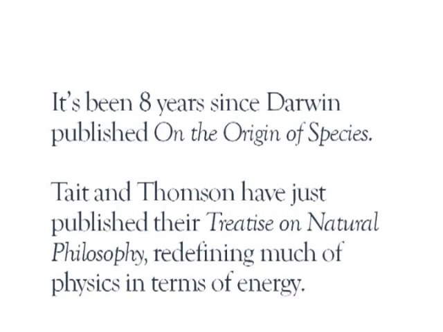Darwin has published his Origin of Species only 8 years previous, and Tait and Thompson in that very year have published their magnum opus, their great textbook, The Treatise on Natural Philosophy, which redefined what physics meant at the time. So it's 1867, and it's a really exciting time in science.